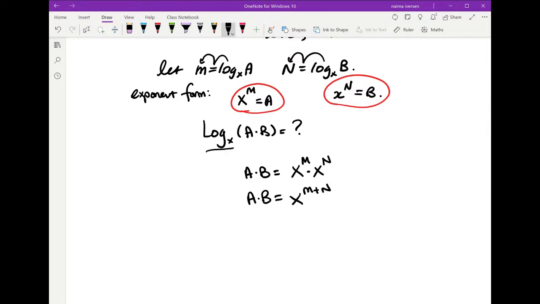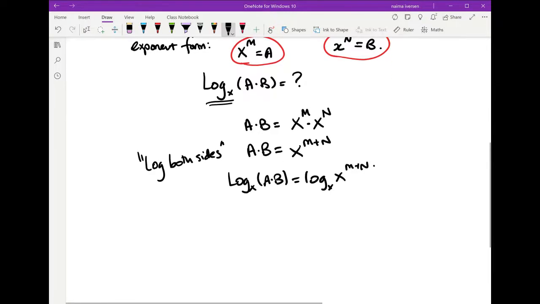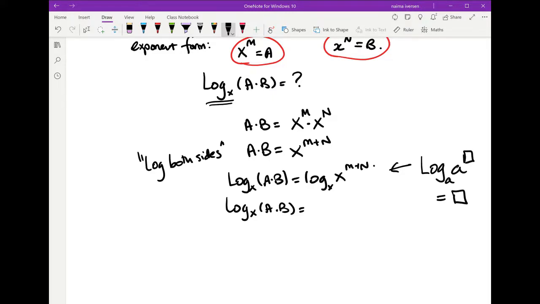So now to figure out what log base x in front looks like, I'm going to log both sides. And I'm going to use base x for this one. So log base x of a times b is equal to log base x of x to the power of m plus n. And this is where we're going to use some of our log properties. Now remember, yesterday we found a log property that said log base a of a to the something is equal to the something. So log base x of x to the something is equal to the something.